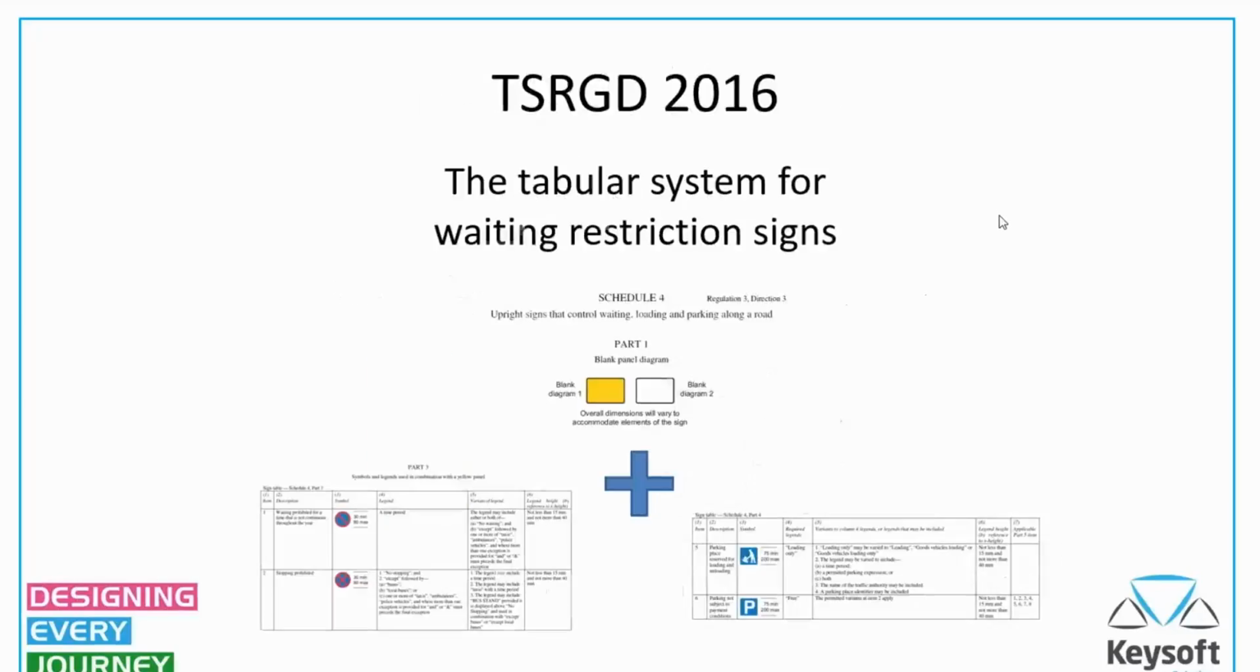I'll just click hold, there we go. Right, so the tabular system's been used for quite a few things, and I wanted to mention the fact that this has been used with the weighting restriction signs. And when you go to Schedule 4, which talks about upright signs that control weighting and loading, you'll just see a blank yellow and a blank white rectangle. And then underneath there, there'll be various different tables showing you the symbols and text that you can use within there.